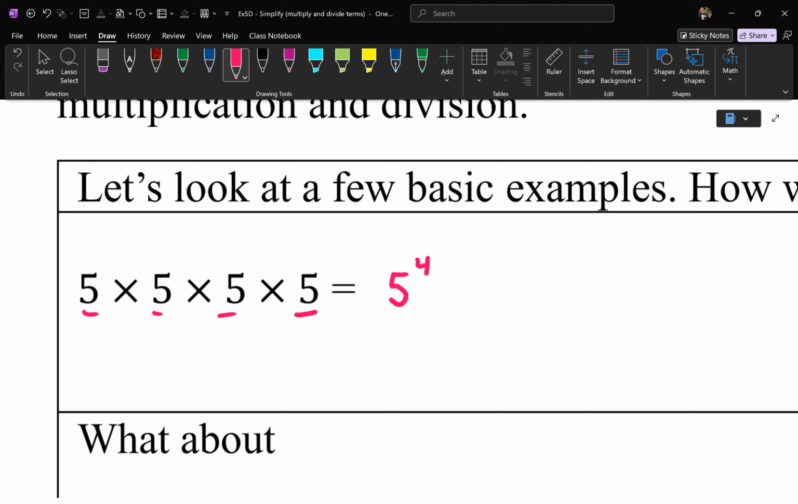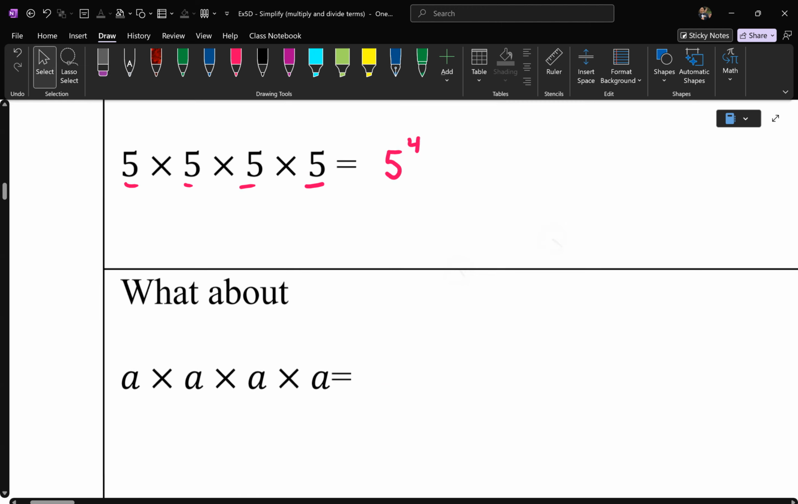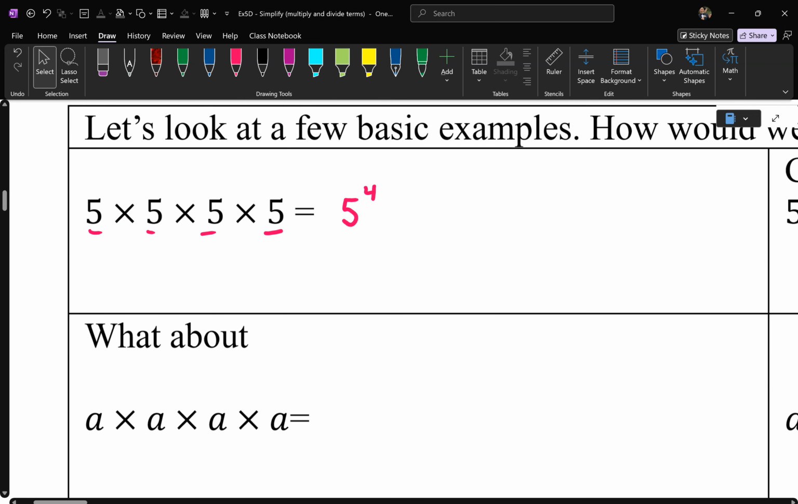Which is better than, say, for example, if I gave you 5 to the 99, you don't want to be sitting there writing 5 times 5 times 5 99 times. That's the benefit of it, right? So that's called indices, and that's when you have repeated multiplication. So that means, if I zoom out a bit, even letters are numbers. We just don't know what the number is.